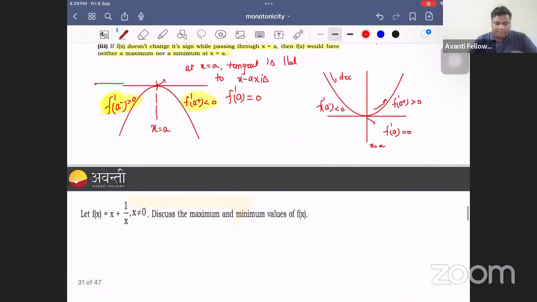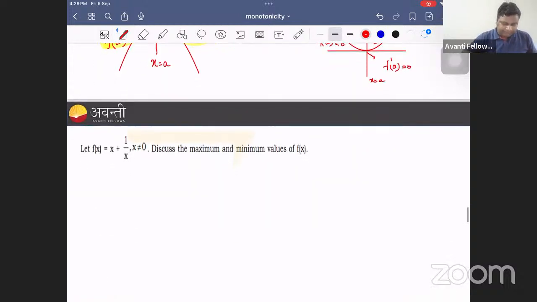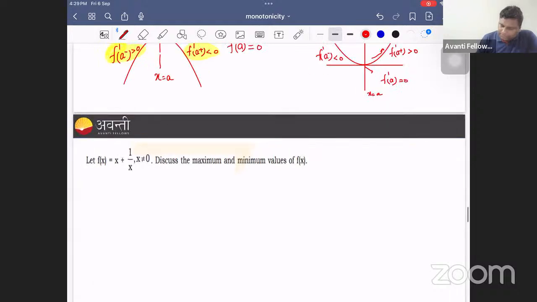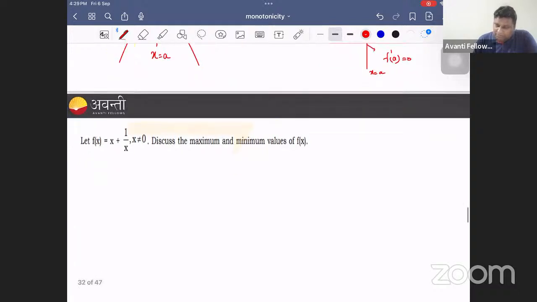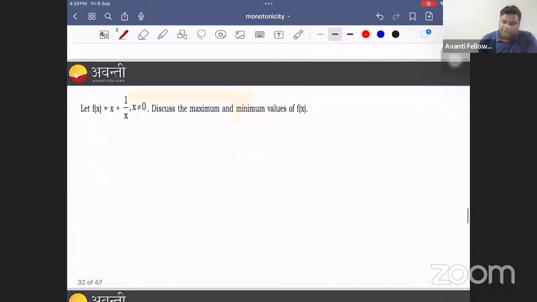Now, let's go with an example of the first derivative test. f(x) is given as x plus 1 upon x. Discuss the maximum and minimum value of f(x). All right. First of all, let us find f'(x). f'(x) is 1 minus 1 upon x square. So this is basically (x square minus 1) upon x square.